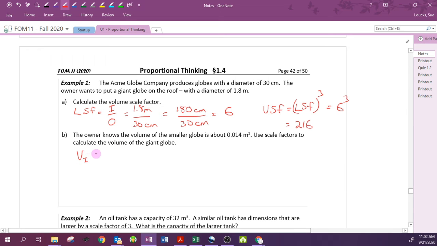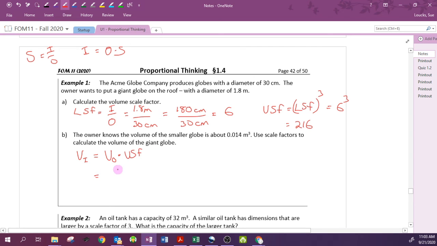So I know that scale is image over original, and I'm going to use the image equals original times scale formula, but I'm going to use some subscripts as well. So I'm going to say the volume of the image is the volume of the original times the volume scale factor. So that's just filling it in a little bit more, all right?